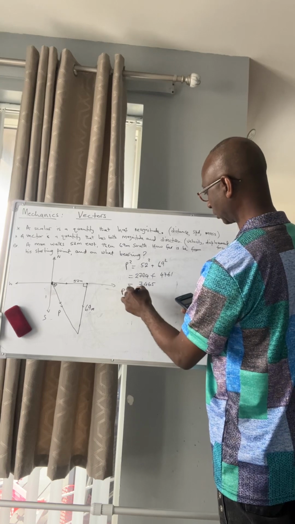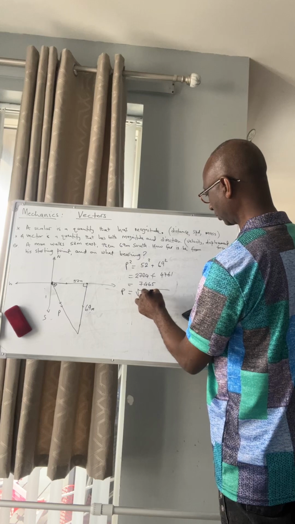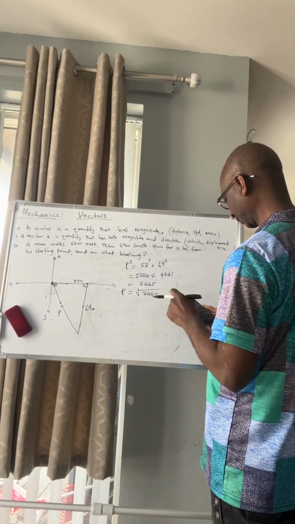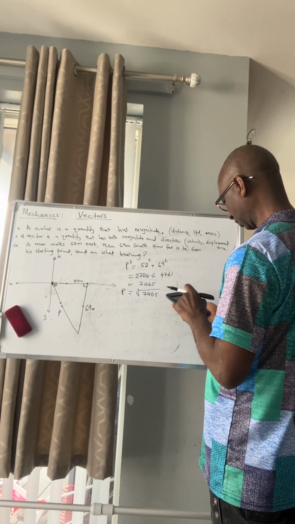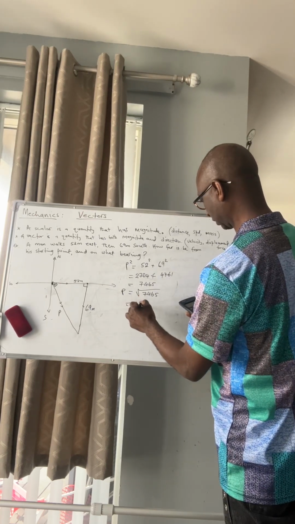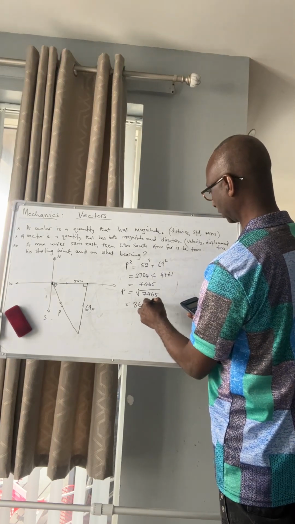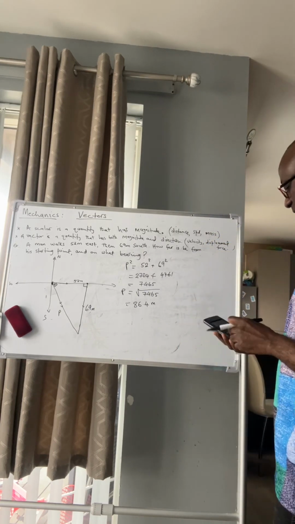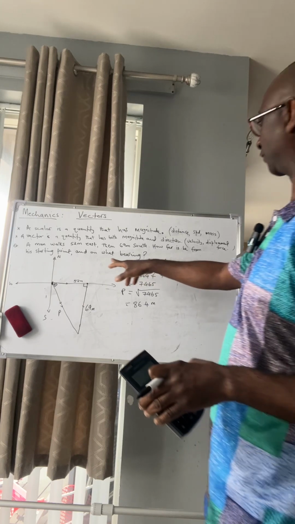We want P, not P squared. So you find the square root of 7465. It's P you want, yeah? Not P squared. So you find the square root of 7465, which is 86.4 meters. It is to three significant figures. 86.4 meters. So that answers the first question here.